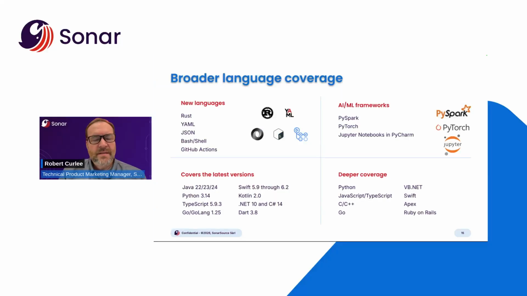Okay, languages. There's so much to talk about. I wish I could talk about everything, but in the time that we have, I can't. But let's talk about the new languages. We've added Rust support, YAML, JSON, Bash and Shell, and now GitHub Actions. We can analyze GitHub Actions to make sure that there are no misconfigurations. So pretty cool stuff happening there. We are also actively working on supporting all the AI/ML frameworks that are popular and being used: PySpark, PyTorch. We can analyze Jupyter Notebooks and PyCharm, which is pretty incredible.